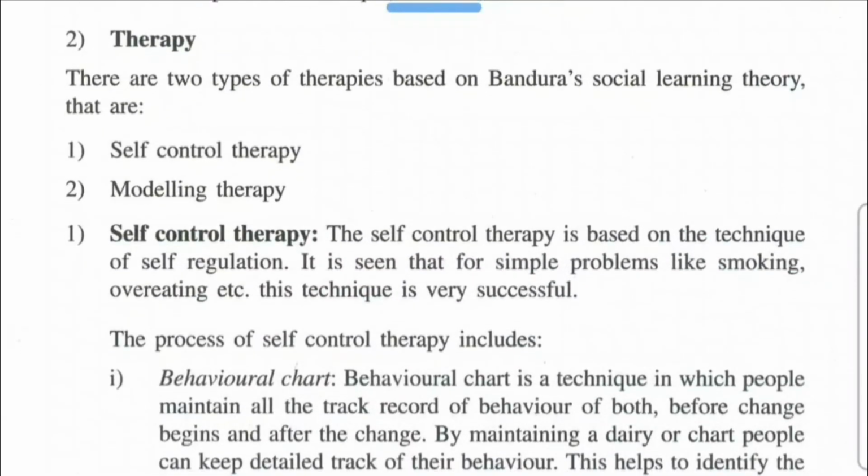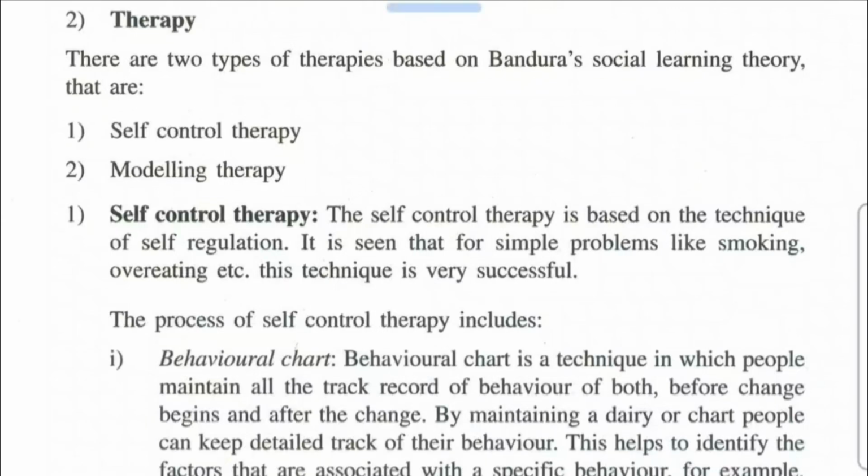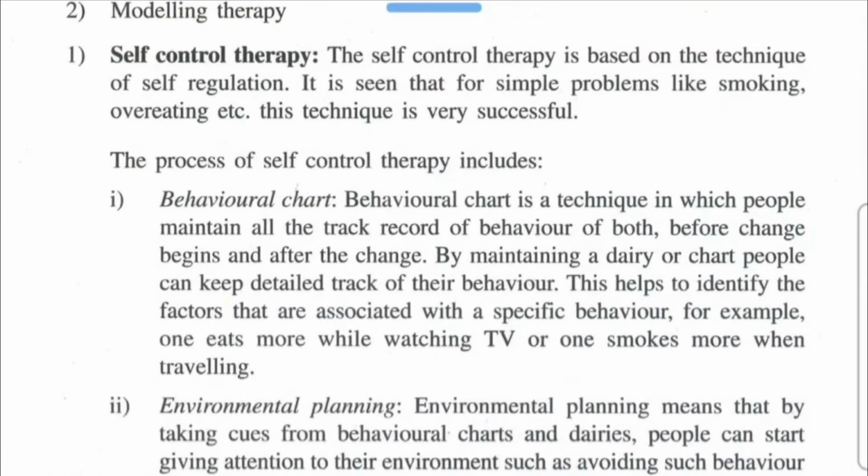2. Therapy. There are two types of therapies based on Bandura's social learning theory, which are: 1. Self-control therapy, 2. Modeling therapy. 1. Self-control therapy. Self-control therapy is based on the technique of self-regulation. It has been seen that for simple problems like smoking, overeating, etc., this technique is very successful.